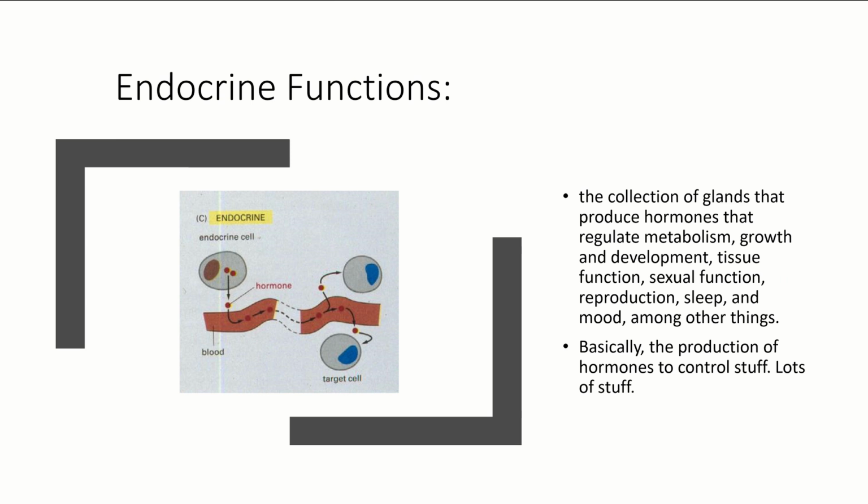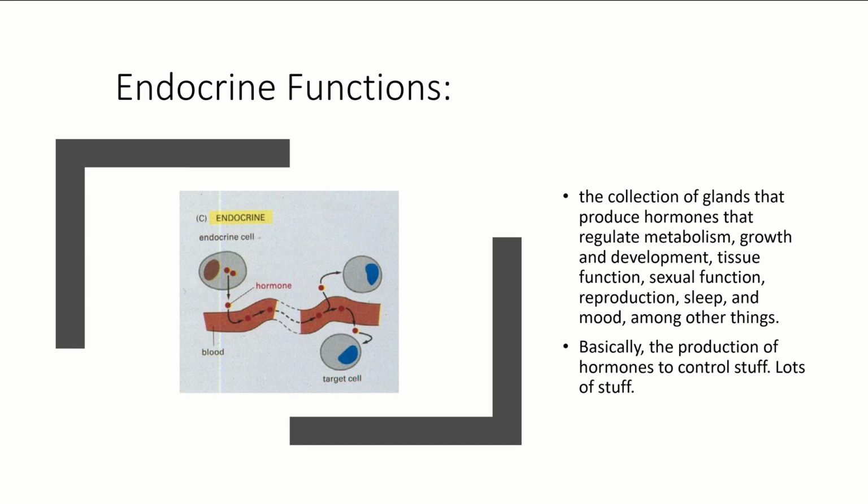So we'll start with endocrine. The function of the endocrine system, here's the big broad definition: the collection of glands that produce hormones that regulate metabolism, growth, development, tissue function, sexual function, reproduction, sleep, and mood, among other things, right? So basically the endocrine system is a whole bunch of glands. They produce hormones, and those hormones are put into your blood. That's the whole way that endocrine cells work. They produce it into the blood, and it travels hematogenously, through the blood, to control other cells.